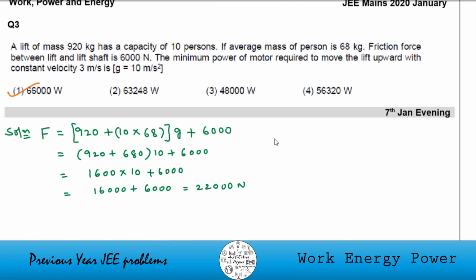And we know that power P is equal to F into V. Velocity V is given in the question, that is 3 meters per second. So therefore, P is equal to 22,000 into 3. So that is equal to 66,000 watt is the answer. Option 1 is the right answer.